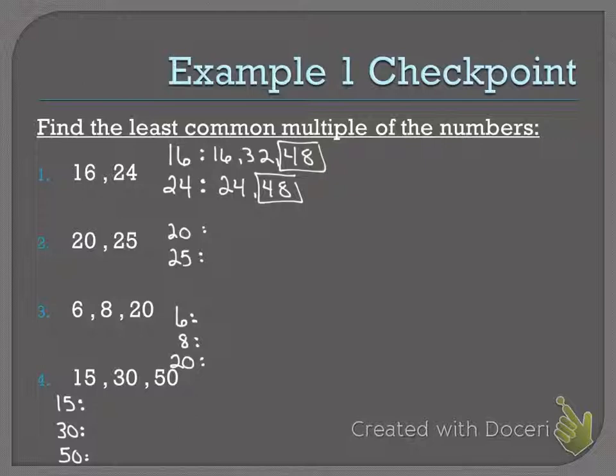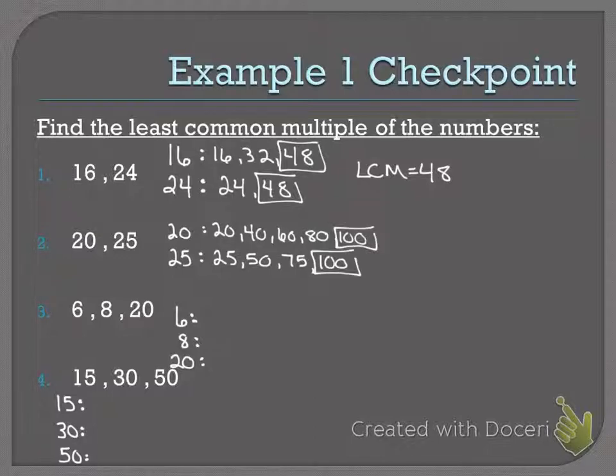All right, so we start by listing multiples of 25, right? So we go 25, 50, 75. Where do I stop? 100. Okay, I know that 20 goes into 100, so I go back and list my multiples of 20. LCM is 100. All right, who got that right? LCM of 100. All right, very good.